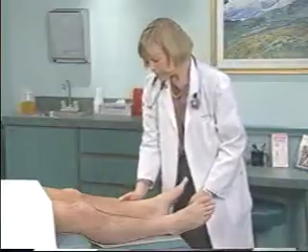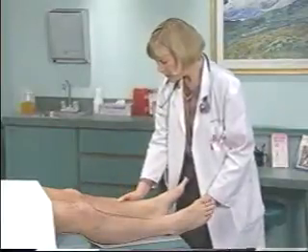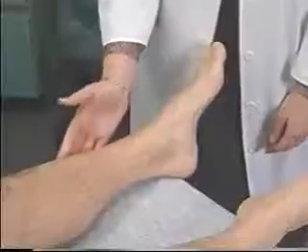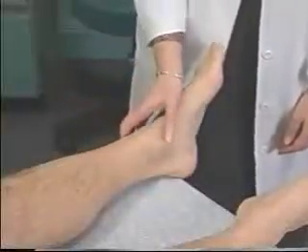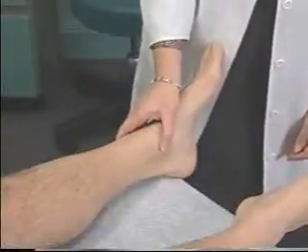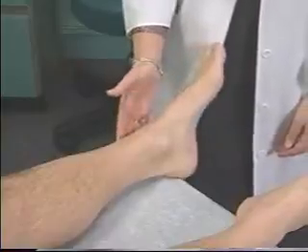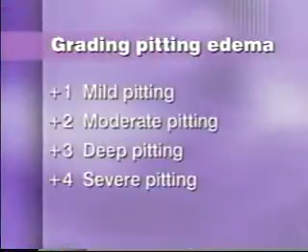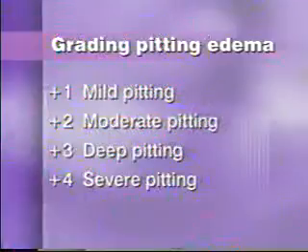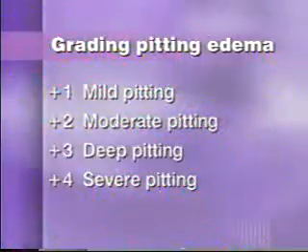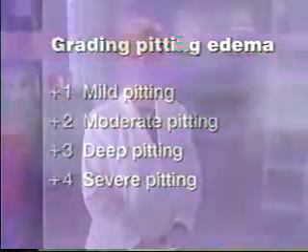Check for edema by pressing over the tibia or medial malleolus for 5 seconds and then releasing the pressure. Normally, finger pressure does not leave an indentation or pit. If it does, grade the pitting on a scale from +1 for mild pitting to +4 for severe pitting.